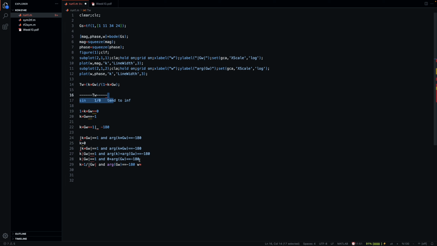The algorithm for coming up with the upper bound of a p-type controller is as follows. Look at the phase plot. Determine the frequency at which it is equal to minus 180 degrees. Switch to the gain plot, look for the same frequency and read the magnitude, take the inverse, and that's your k value. And that's it.